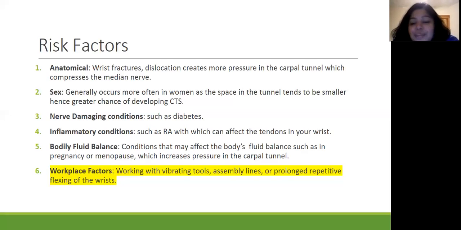Okay, so another quick factor, which aligns very much with what we talk about in Ayurveda, is the workplace factors, so the actual activity itself. So working with vibrating tools that cause more pressure on this part, assembly lines, or prolonged repetitive flexing of the wrist. So for instance, typing on a computer can obviously cause an excessive amount of pressure in this area and therefore cause carpal tunnel syndrome.